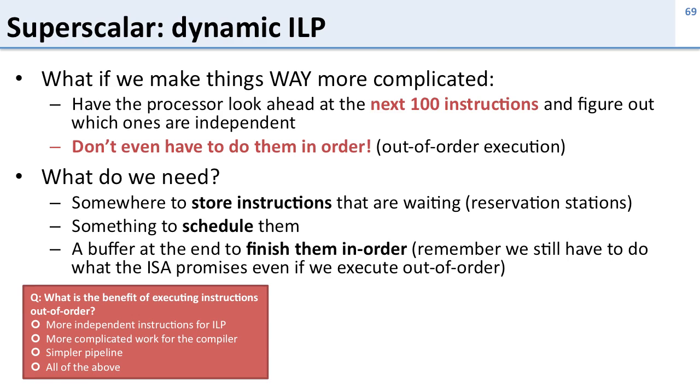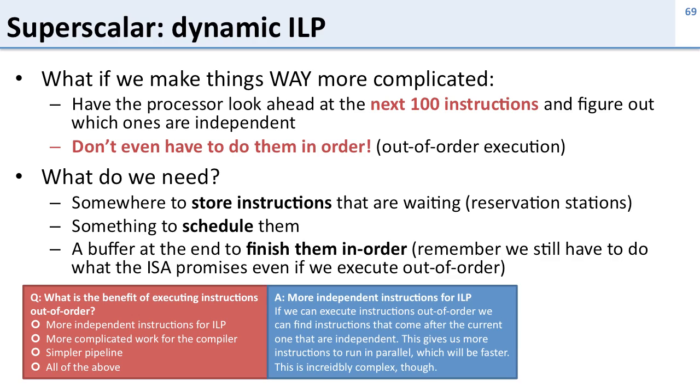So what is the benefit of executing instructions out of order? Why are we doing all this work so we can execute them out of order? Well, the reason is if we execute instructions out of order, we can find more independent instructions and get more instruction level parallelism. This gives us more instructions to run in parallel, which means we can run faster. Of course, it's very complex.